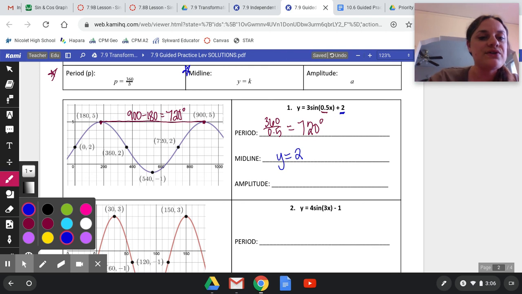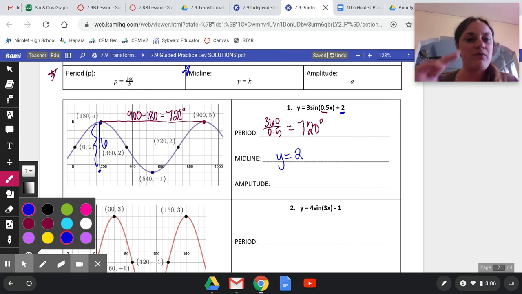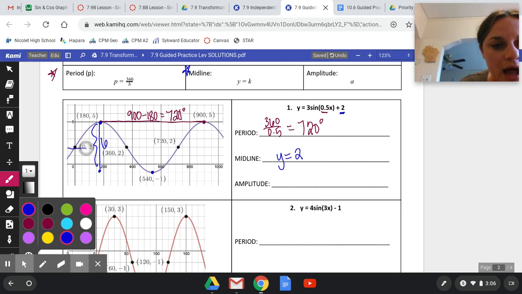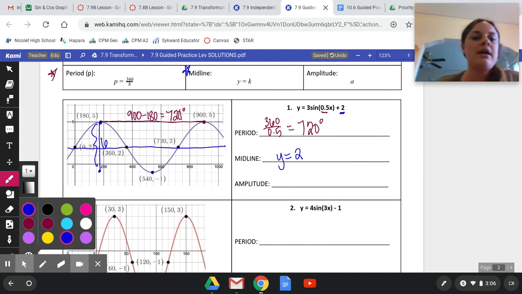On the graph, I can also see this because my highest point is at 5, my highest y value. My lowest y value is at -1. So the distance between 5 and -1 is a total of 6 units, and halfway between that would be 3 units. If I start at 5 and go down 3 units, my midline is right there. So that is my midline at y equals 2.